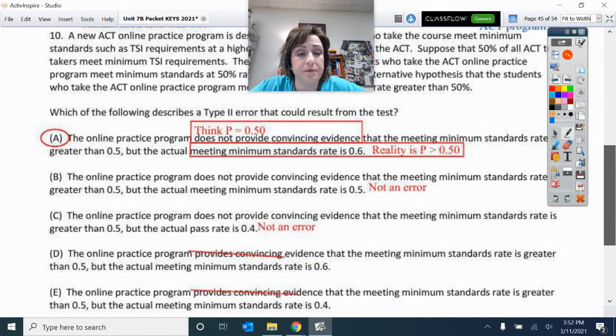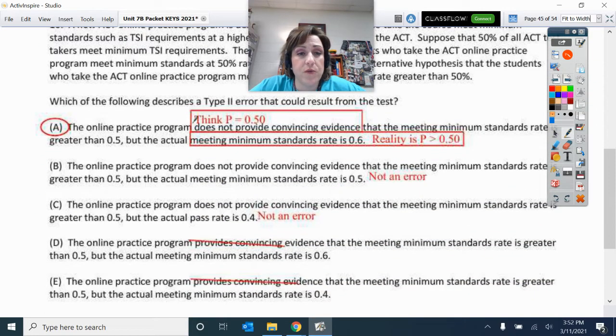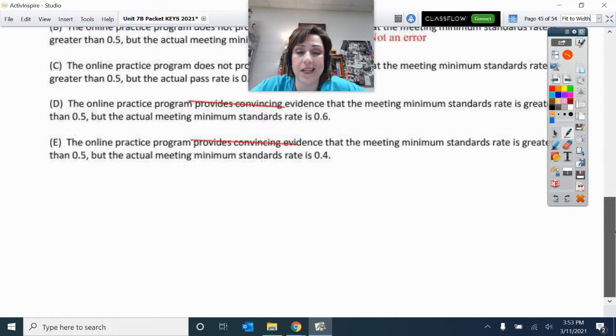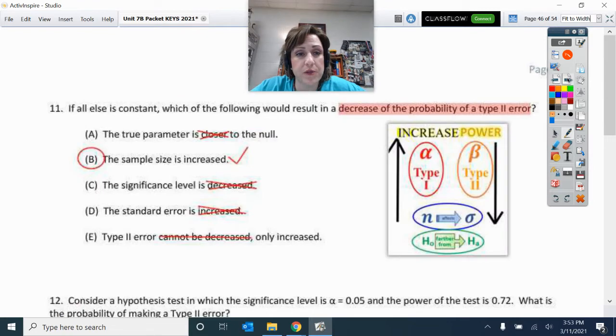So here we go, therefore that's this. Does not provide convincing evidence. We think P is still 0.5, but the actual meeting standard is greater than. P is greater than 0.5. Okay, so you just have to kind of baby step your way through those.